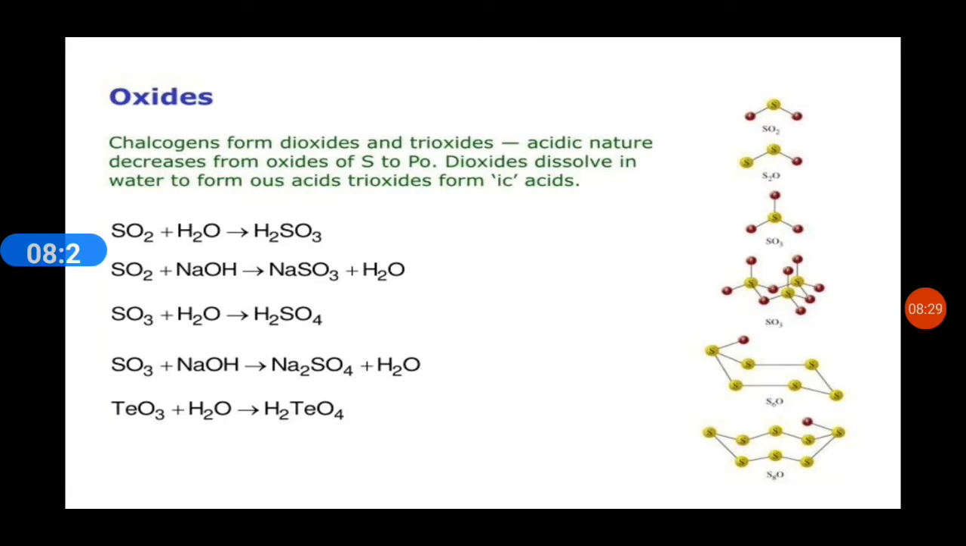Now the oxides. Chalcogens can form dioxides and trioxides. Acidic nature decreases from oxides of sulfur to polonium. Dioxides dissolve in water to form -ous acids, whereas trioxides form -ic acids. As shown here, SO2 forms H2SO3, which is sulfurous acid, whereas SO3 forms H2SO4, which is sulfuric acid.